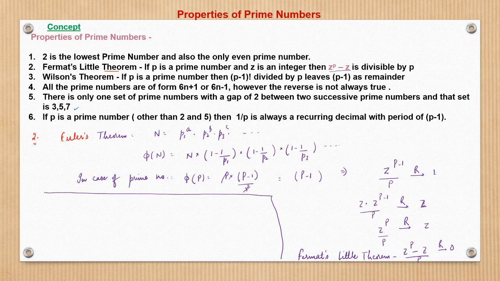And if p is a prime number other than 2 and 5, then 1 by p is always a recurring decimal with periodicity of p minus 1, right? This again we will see in decimals: a terminating decimal is only possible if the denominator has a multiple of only 2 or 5 or a combination of these two. Otherwise, if there is any other prime number p, then it will be a recurring decimal, and periodicity is nothing but p minus 1.